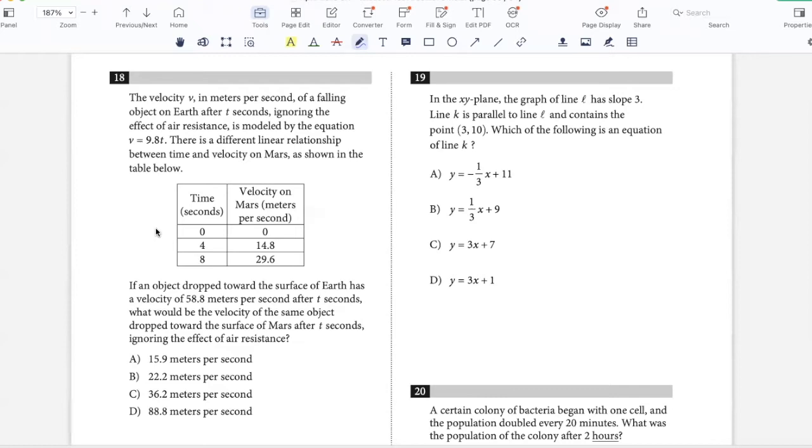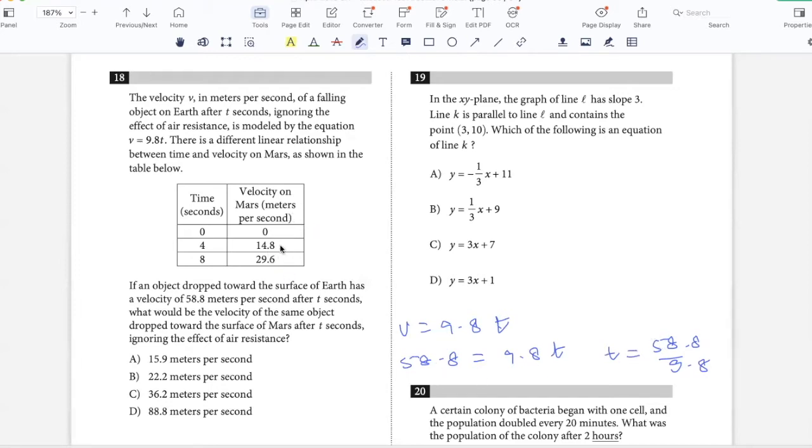Okay, so velocity on Earth is 9.8 t. So 58.8 is 9.8 t. So t is 58.8 by 9.8. So that would be 58.8 divided by 9.8. So 6, right? So we are looking at 6 seconds.